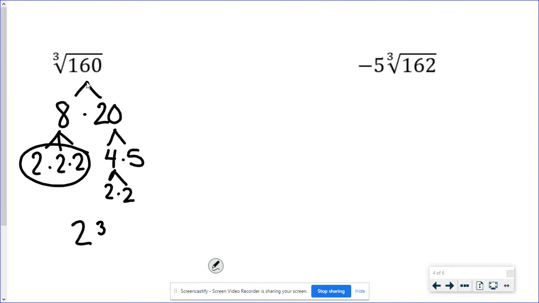So that 2 breaks out. I'll have the cube root of 2 times 2 times 5 is 20. That was like the beginning of that branch that didn't split up at all for me. So 2 times the cube root of 20.